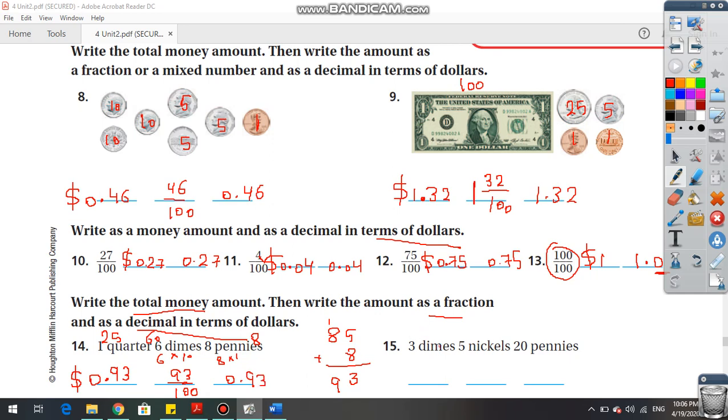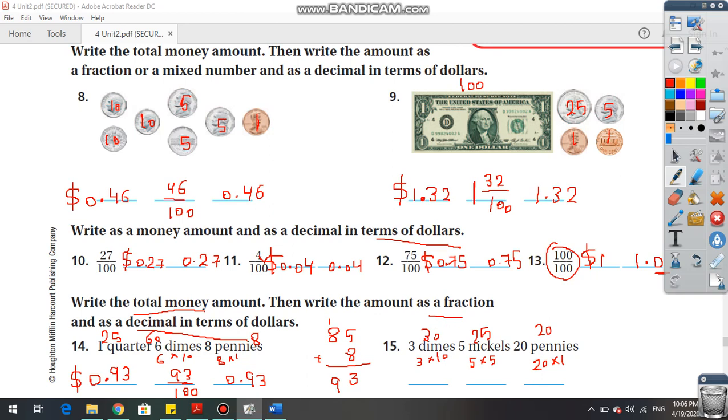I have 3 dimes. A dime is what, guys? We said a dime is 10, so 3 times 10 equals 30. And I have 5 nickels. A nickel is 5, so 5 times 5 equals 25. And I have 20 pennies. A penny is 1, so 1 times 20 equals 20.